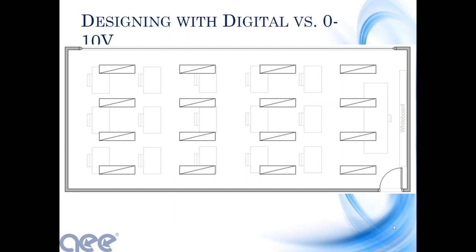So if we take a look at doing a design with digital versus 0 to 10, this is a standard classroom type of setup. You have a whiteboard on the left and a window at the top. How would you zone that as a lighting design or in a facility? How would you want that room to operate? What would be the sequence of operations?